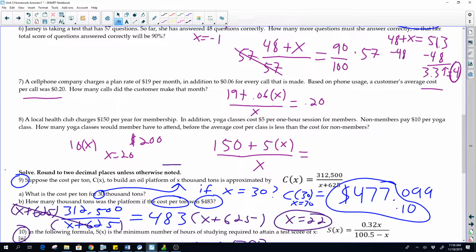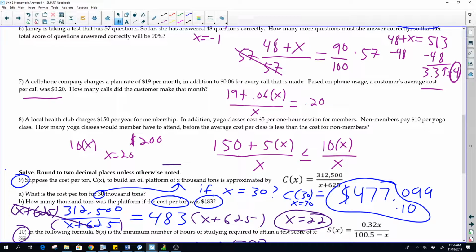And then we want that to be equal to, I don't think it's equal to, don't we want it to be greater than? Oh well. So we want the average cost per class to be less than. How many yoga classes would members have to attend before the average cost per class is less than the cost for non-members? So when do you get a good deal? So we want to see when this x is equal to or probably less than or equal to $10 per yoga class divided by x.